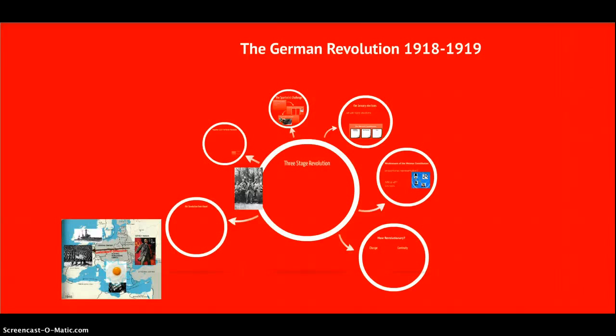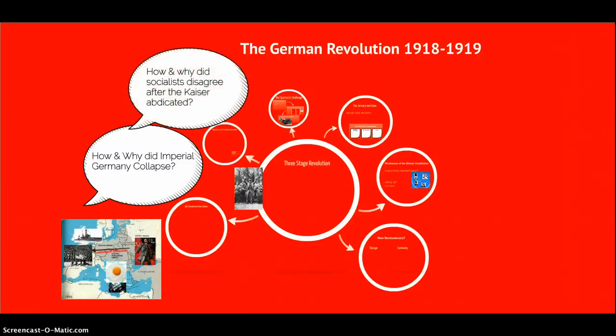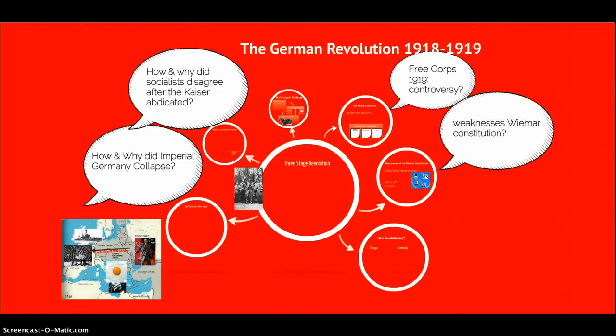Let's have a look at the questions, which you should hopefully be making notes on as the lesson progresses. Let's have a look at question one. So how and why did Imperial Germany collapse? How and why did socialists disagree after the Kaiser abdicated? Why was the use of the Free Corps in 1919 controversial? And the final question, what were the weaknesses of the Weimar Constitution?